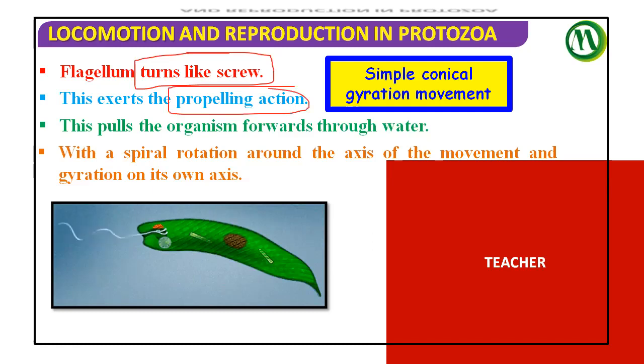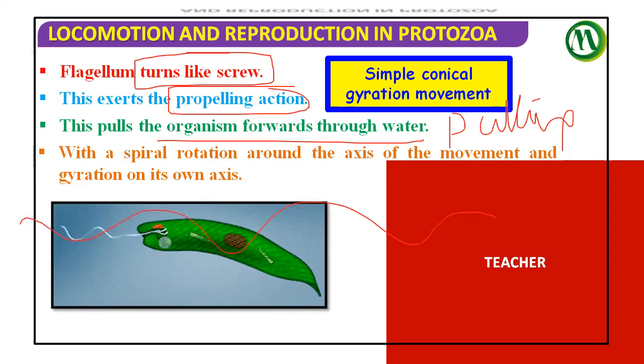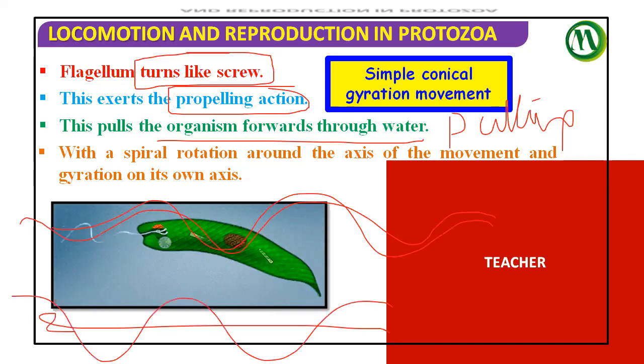What is the action? Propelling action. What is the force? Pulling force. How does the organism move? The organism moves forward, spirally rotating. By rotating on its own axis, it moves spirally. It won't go straight; it will go in a spiral like this. So you need to understand that. This is about flagellary locomotion; we just talked about flagellary locomotion.